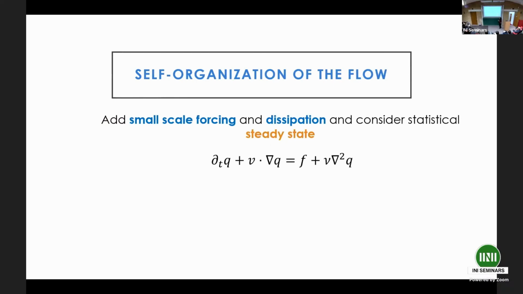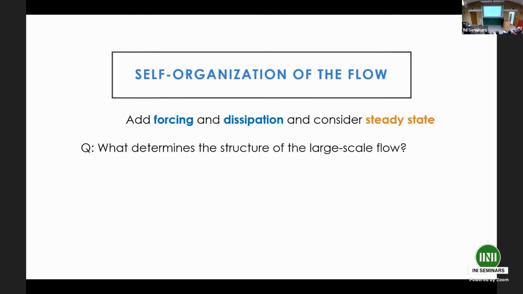Okay. And now we're going to ask about the self-organization of this flow. We're going to add small-scale forcing and dissipation and ask about the steady states that the system gets, and in particular, these large-scale structures and what they would look like in this state. So one question you could ask is what actually determines the structure of the large-scale flow? Maybe I didn't say this explicitly, but since the system has a conserved quantity, which is the energy, but also Q squared, the potential vorticity squared, you do expect this self-organization to emerge.